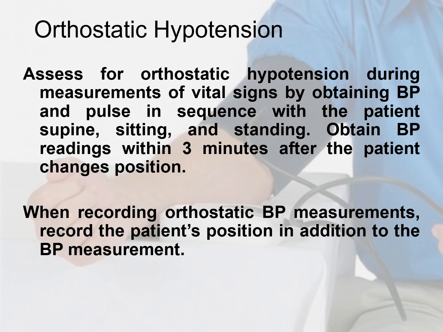Example, 140/80 supine, 132/72 sitting, 108/60 standing. The skill of postural hypotension measurements requires critical thinking and ongoing nursing judgment when determining a patient's response to repositioning, so do not delegate this procedure.